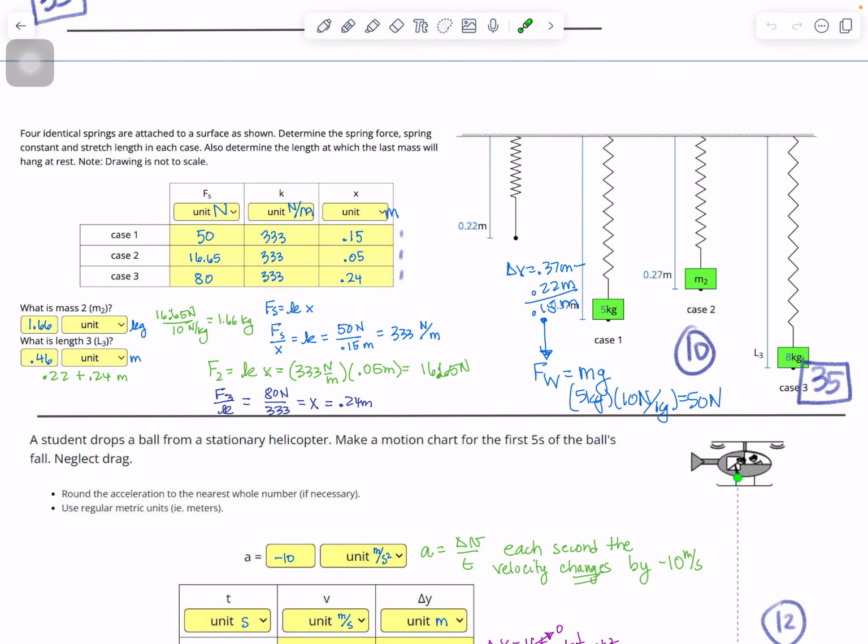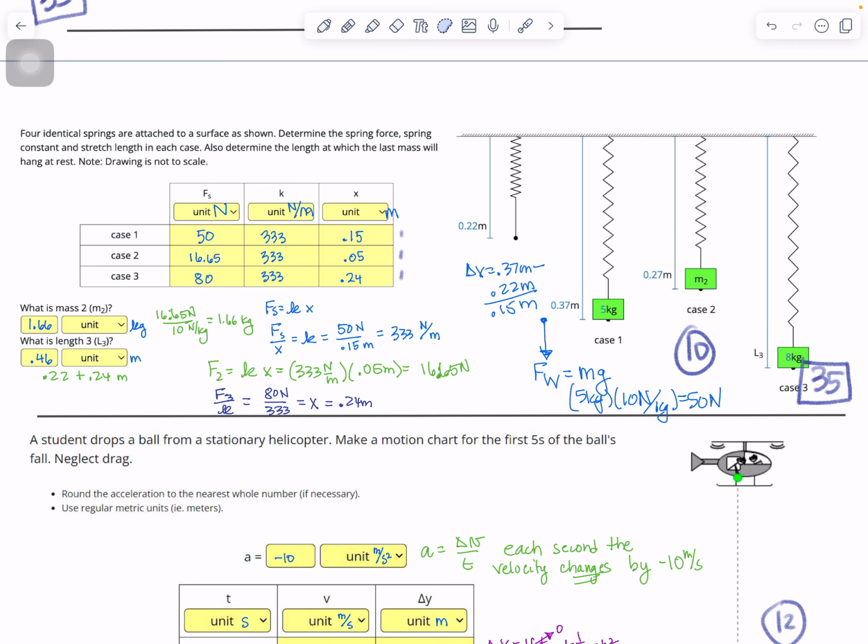Okay, so for this one, I had a lot going on. You needed to know that this was a Hooke's law problem, and so this is Hooke's law, F is equal to kx, where x is the change in length. So for case 1 and case 2, I can calculate the change in length. Let's see if I can move this out of the way so you can see it.